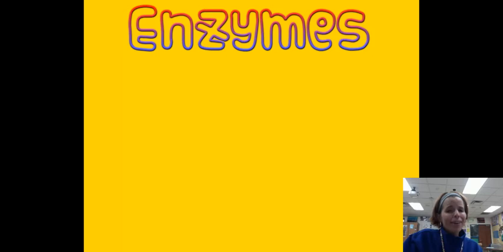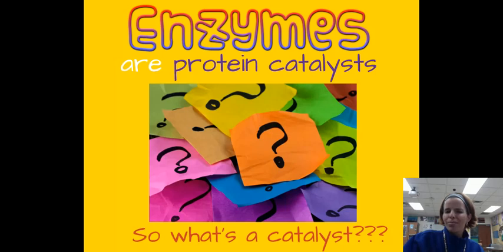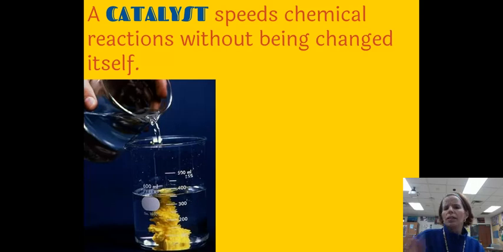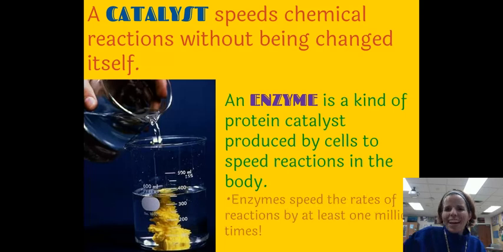All right, so what are enzymes exactly? Well, enzymes are protein catalysts. What's a catalyst? Hopefully from junior high, you remember what a catalyst is. A catalyst is anything that speeds chemical reactions without being changed itself. That means it can be used repeatedly, over and over again. Enzymes are a category of catalysts, and they're made by cells, and they're made of proteins. They speed reactions millions of times faster than they would be under normal circumstances.